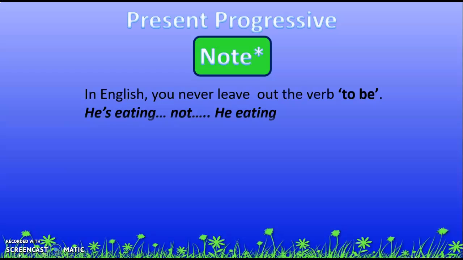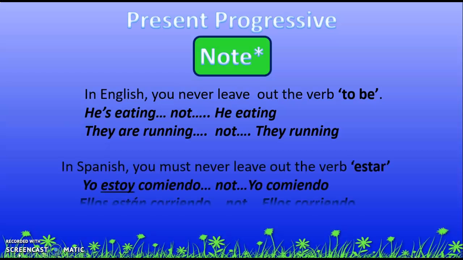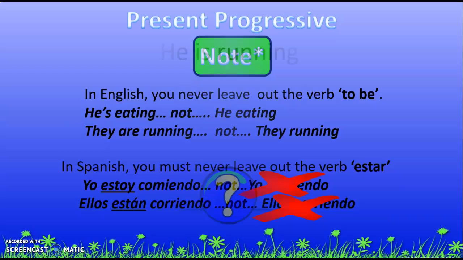So here's a note. In English, you never leave out the verb to be. You would never say he eating. You would say he's eating or he is eating. They are running, and you wouldn't say they running. Same thing goes for Spanish. You can never leave out the verb estar. Yo estoy comiendo, not yo comiendo. Ellos están corriendo, not ellos corriendo. You always have to have the verb estar in there to make it a present progressive tense.